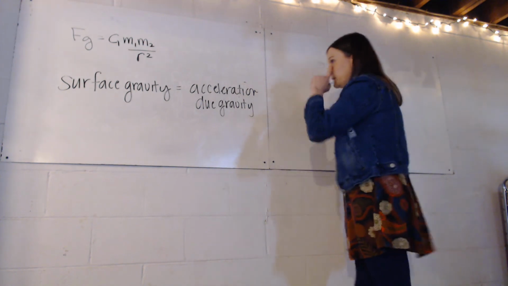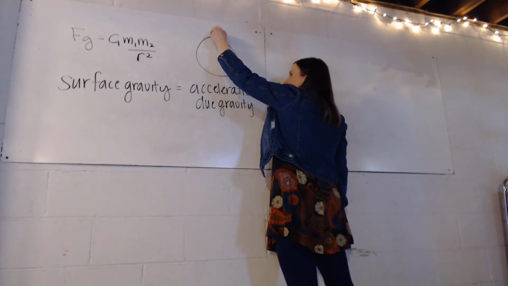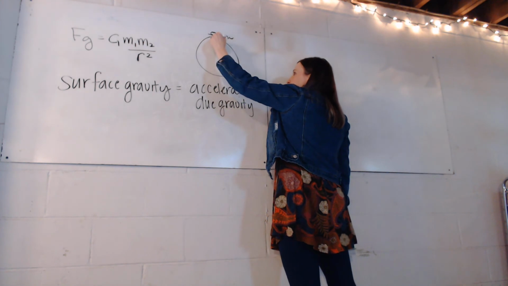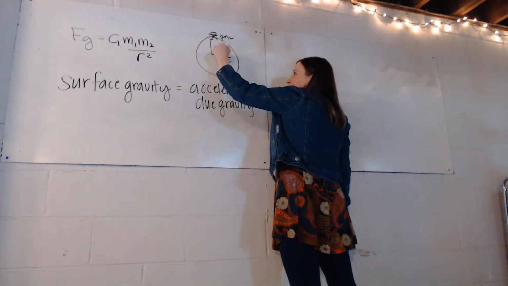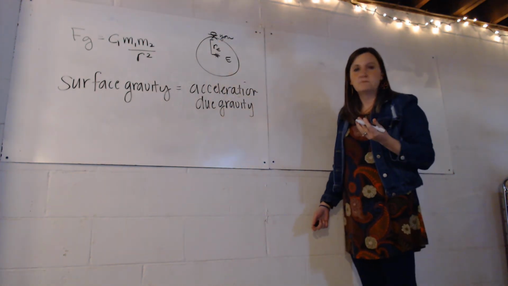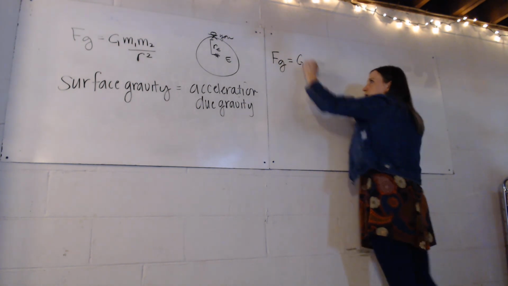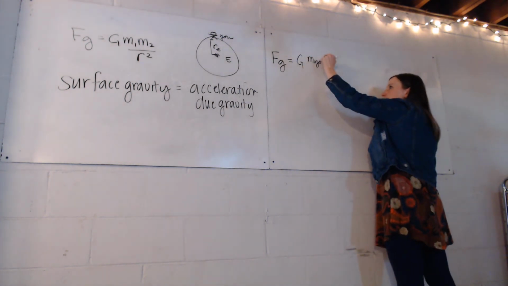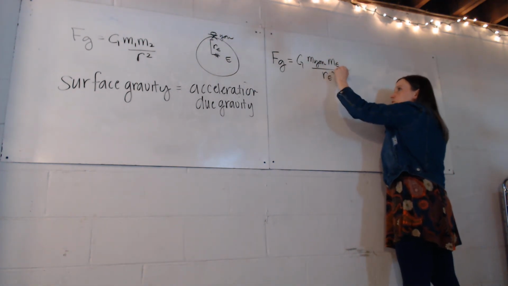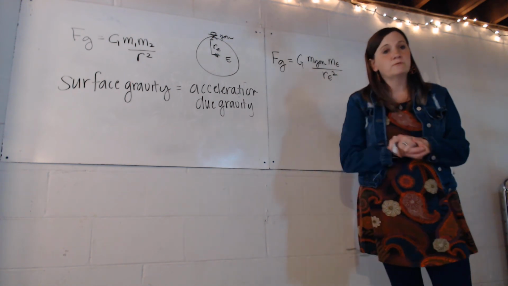So I'm going to do an example on the Earth. So let's say that this is the Earth, and you are standing on the surface of the Earth. So this is you. And if you're standing on the surface of the Earth, this is a bad picture, this is the center. You're the radius of the Earth away from its center, right? And so the gravitational force between you and the Earth is equal to big G times the mass of you times the mass of the Earth divided by the radius of the Earth squared. So using Newton's universal law of gravitation, that is what the gravitational force on you would be.